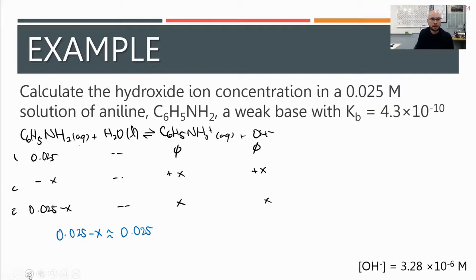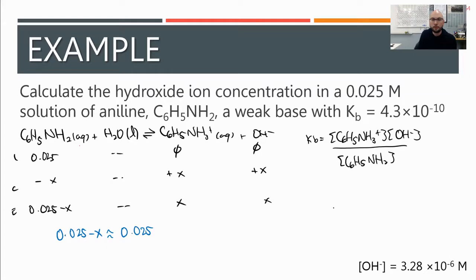So let's go back to solving this out. So we get Kb is equal to the concentration of C6H5NH3 plus, OH minus, over C6H5NH2.